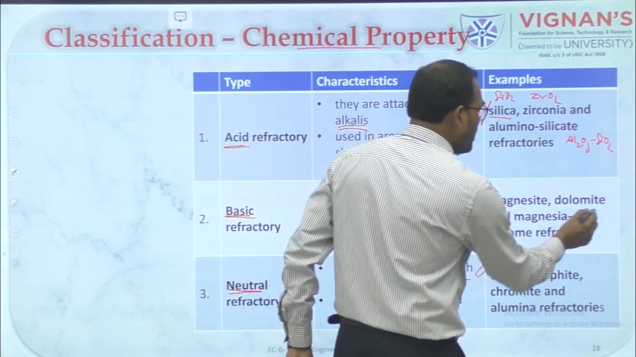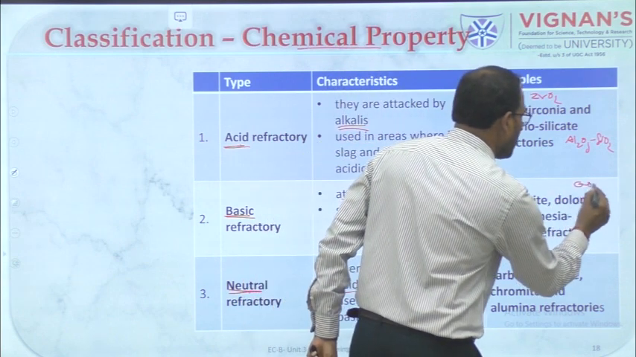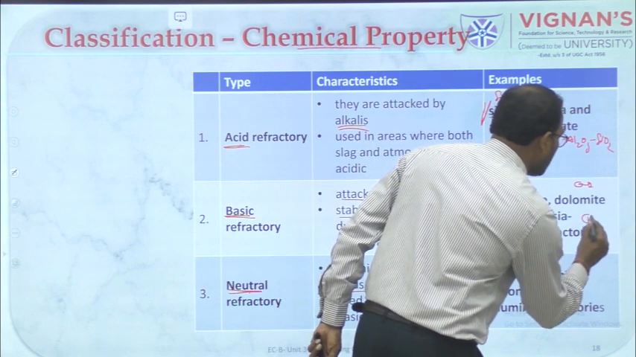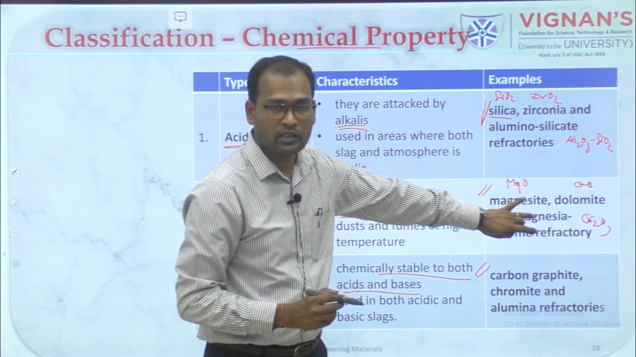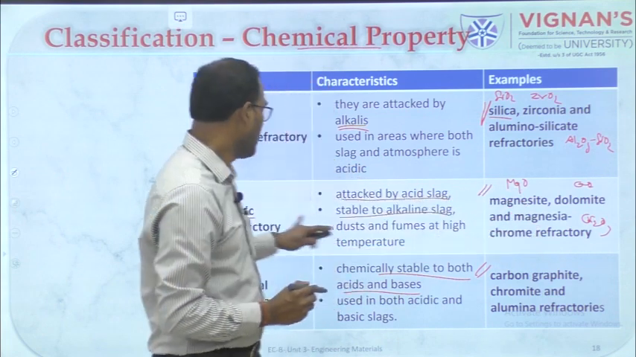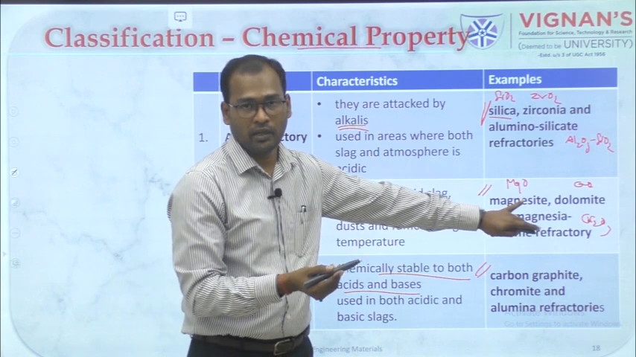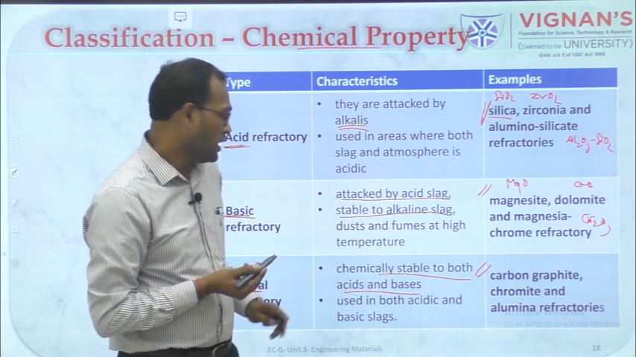And magnesite, dolomite, and magnesia chrome. So here you use calcium oxide, here it will be magnesium oxide, here it will be Cr2O3, chromite. So these are some of the mixed metal oxides which are used for basic refractories, which resist basic material; acidic components cannot be used in these materials, right.